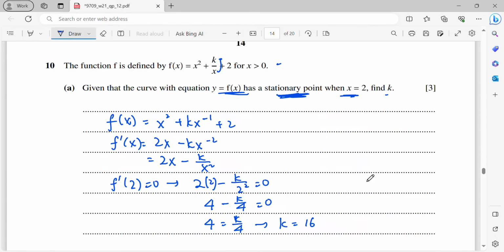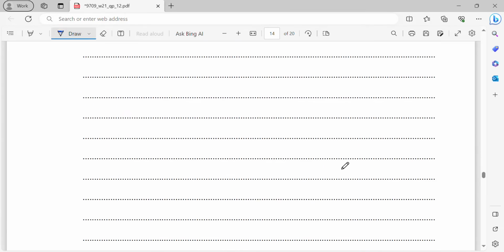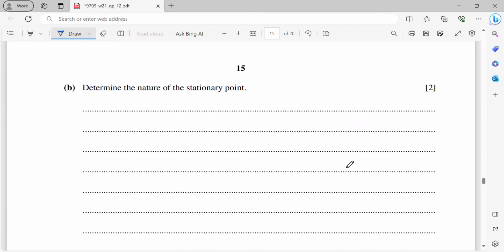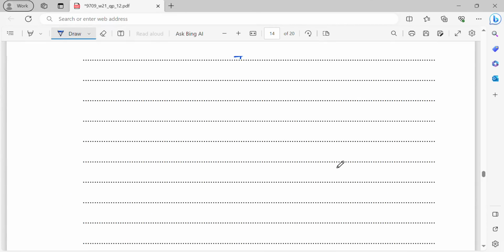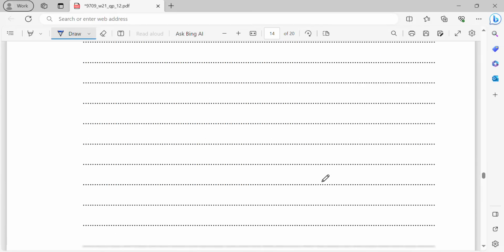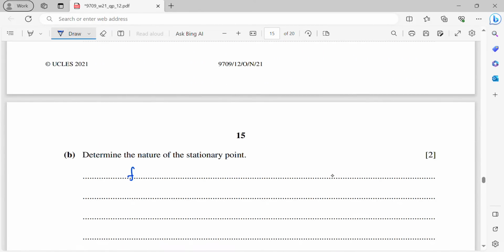Okay, so now let's move on to B. B, determine the nature of the stationary point. Okay, so from here, we know that there is one stationary point, means that the x equals to 2. So to get the nature, we need to get f double prime. So now I will refer to this form, and differentiate second time. So now f prime x will be 2x minus k x power negative 2.